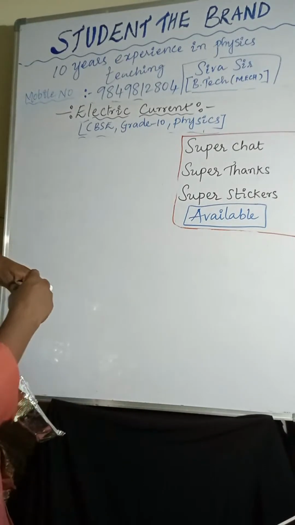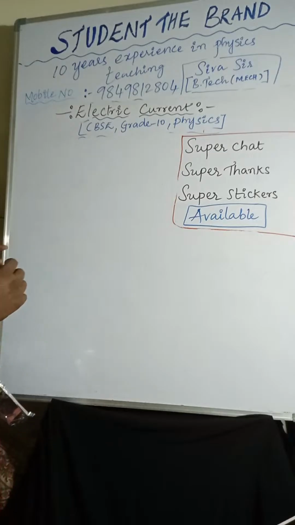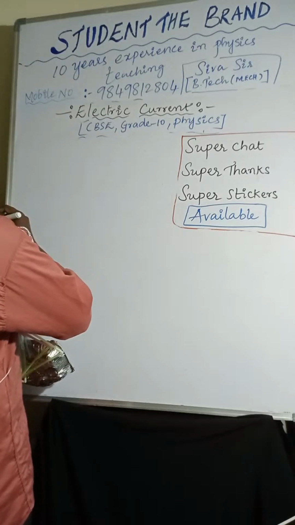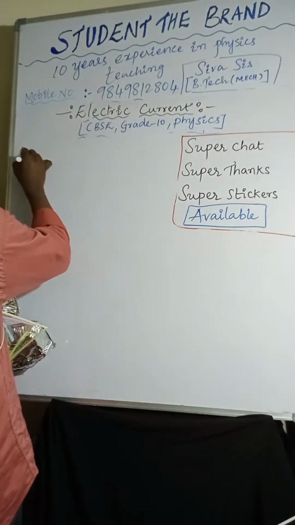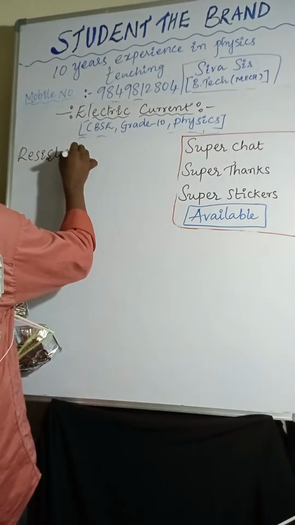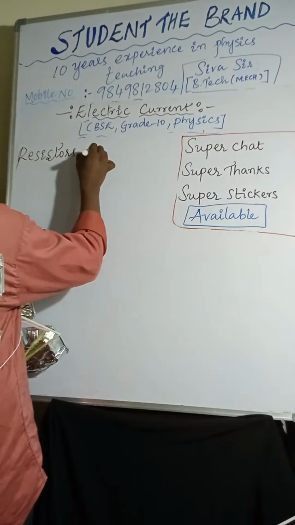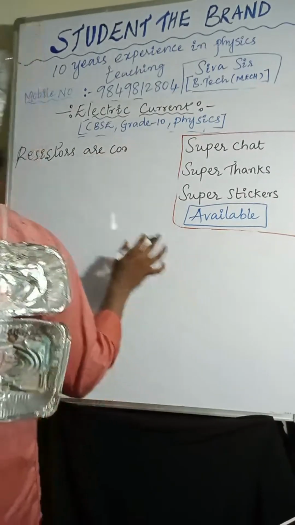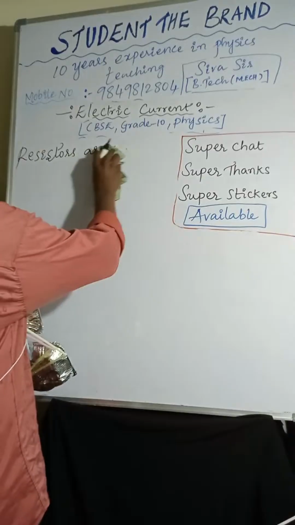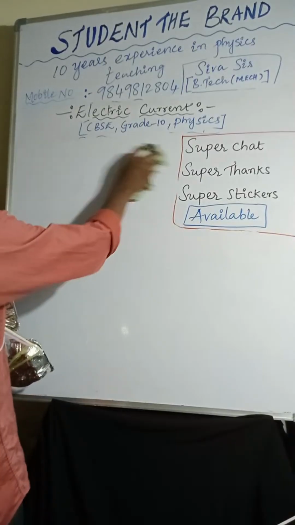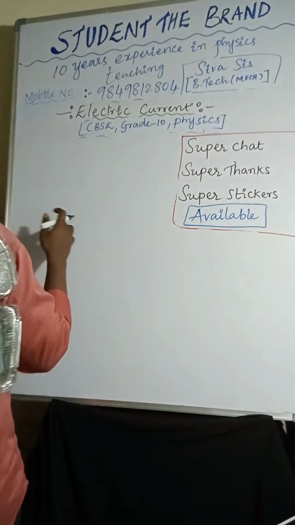Now you can see resistors connected in a series combination. So Ohm's law is over. Next we will discuss resistance and resistivity, and the factors on which resistance depends.